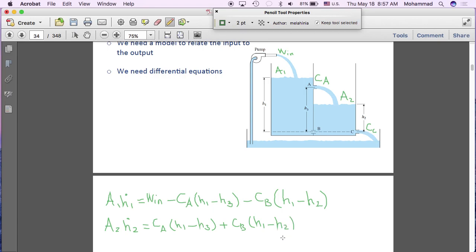Now let's pause here and think for a second. If H1 is more than H2, that tells me that fluid is coming to the second tank, therefore it's positive. If H2 is more than H1, that becomes negative, which captures the fact that fluid will be leaving the second tank. So it captures both possibilities. And if H1 is equal to H2, nothing happens. So these are the two fluids that come into the second tank. Is there anything that leaves the second tank?